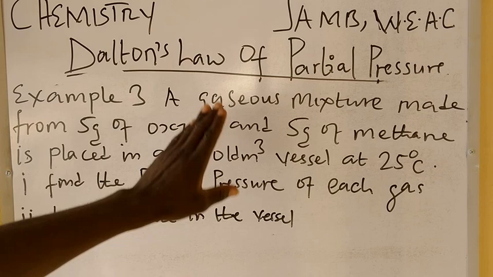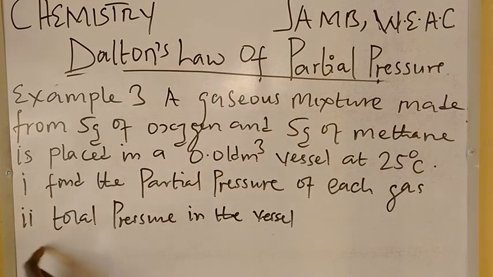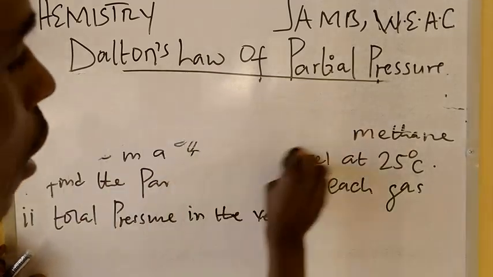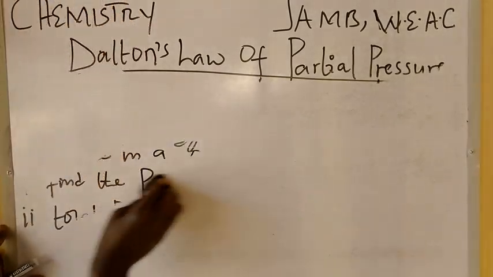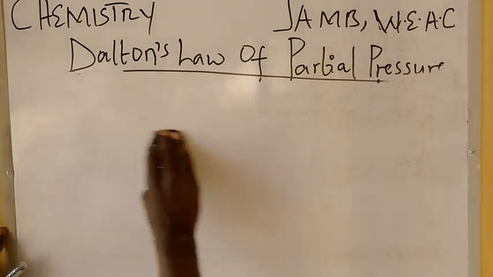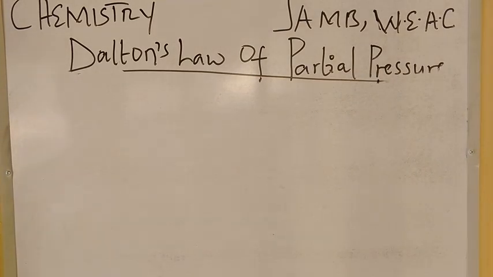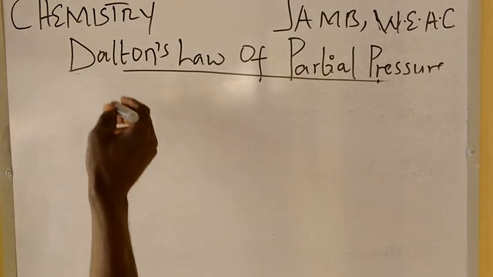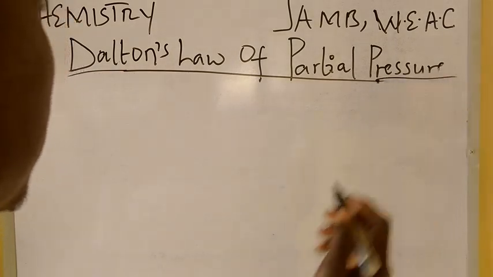So let's calculate the partial pressure of each of these gases first. Then we'll go for number 2, which says we should calculate the total pressure in the vessel. In our previous classes, we were able to establish relationships, that is, derive formulas. In that first class, you can see that we have about 6 formulas to solve questions under this. Today, because of that constant given to us, R, which is equal to 8.31, we are also adding another formula that is going to help us.